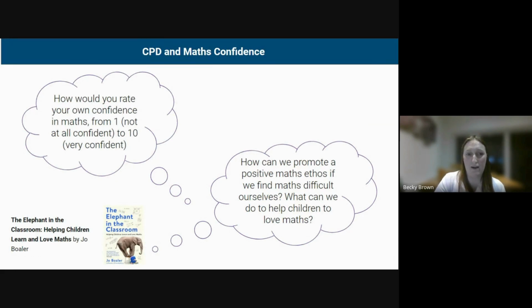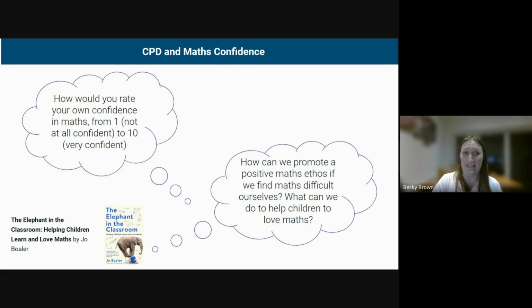And how can you be sure, if you are at the lower end of the scale, and within this group we'll probably have a huge range, how can we ensure that we promote a positive maths ethos? It's hard, isn't it? If you're not somebody that finds maths easy, or you haven't had a good experience of maths yourself, being able to support children can be really hard. But actually, it's okay to talk about that.